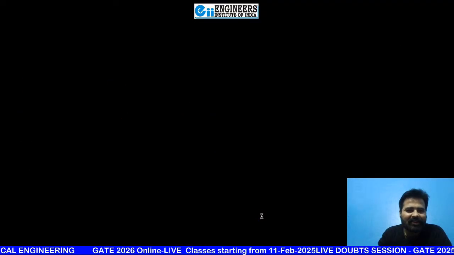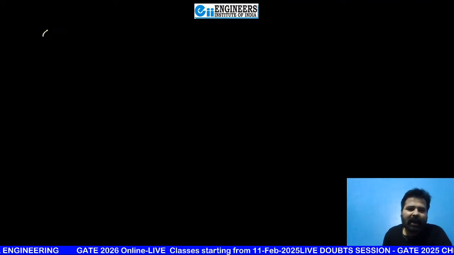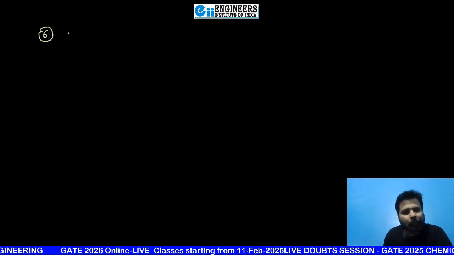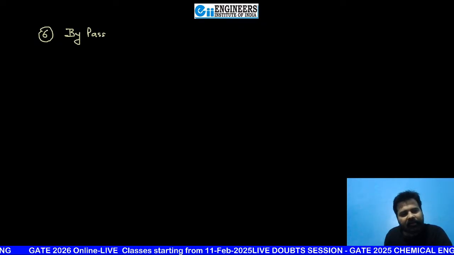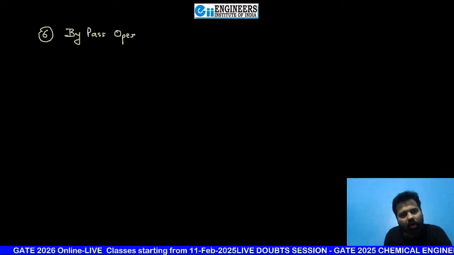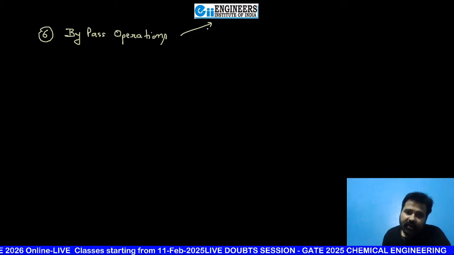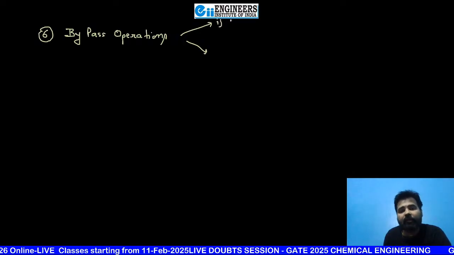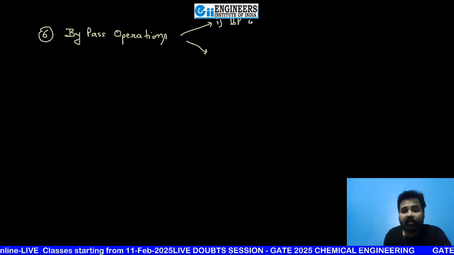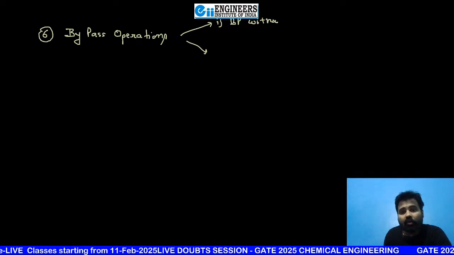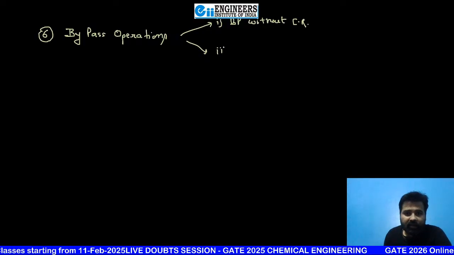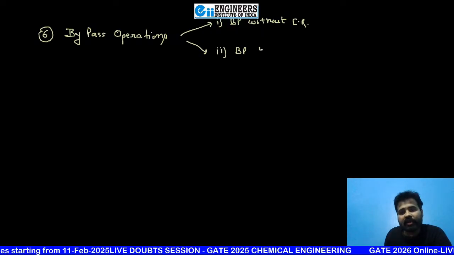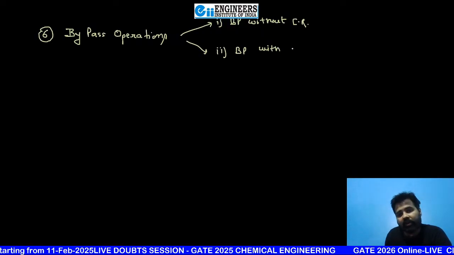Okay, now after these 5 chapters, the 6th chapter will be again one dangerous, but all chapters are actually very easy, beta. So 6th number is bypass operations. Oh my god, again having two parts. Number 1, bypass without chemical reaction, and then bypass operation with chemical reaction.